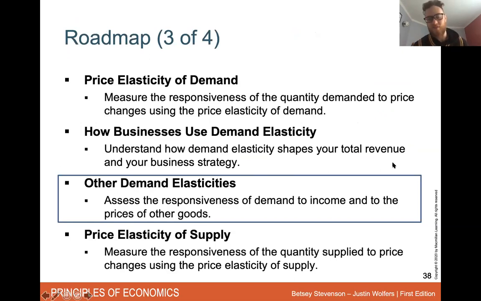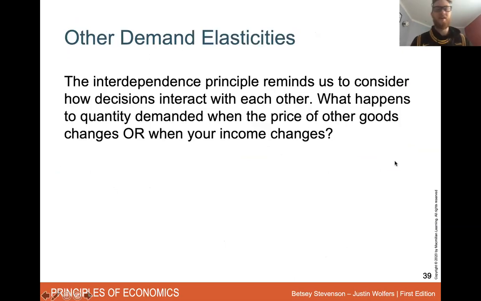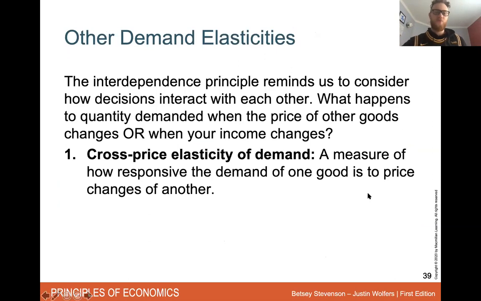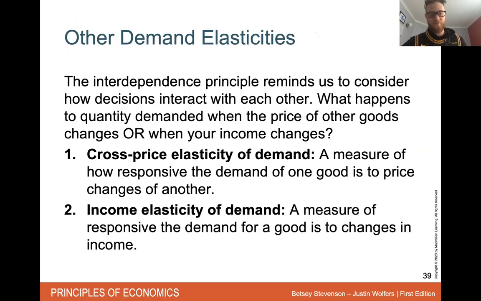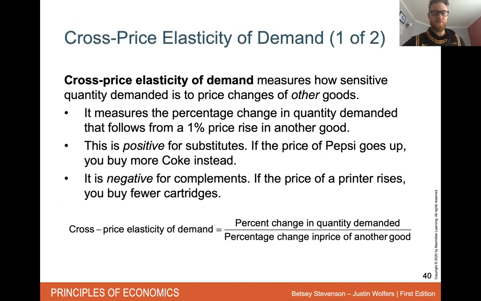Assess the responsiveness of demand to income and to the price of other goods. The interdependence principle reminds us to consider how decisions interact with each other. What happens to quantity demanded when the price of another good changes or when your income changes? Cross-price elasticity of demand is a measure of how responsive the demand for one good is to price changes of another. And income elasticity of demand is a measure of how responsive demand for a good is to changes in income.